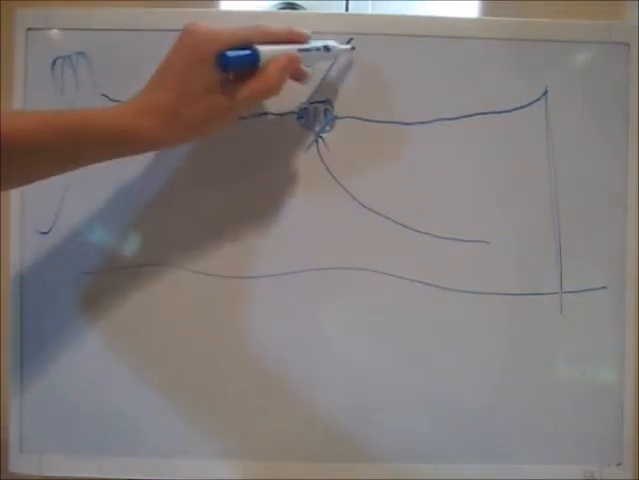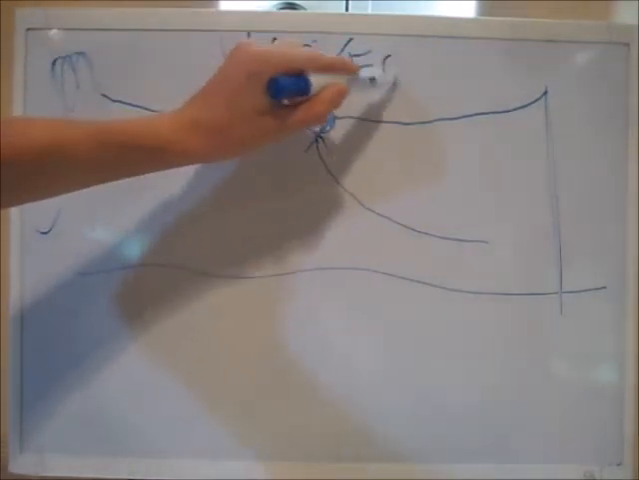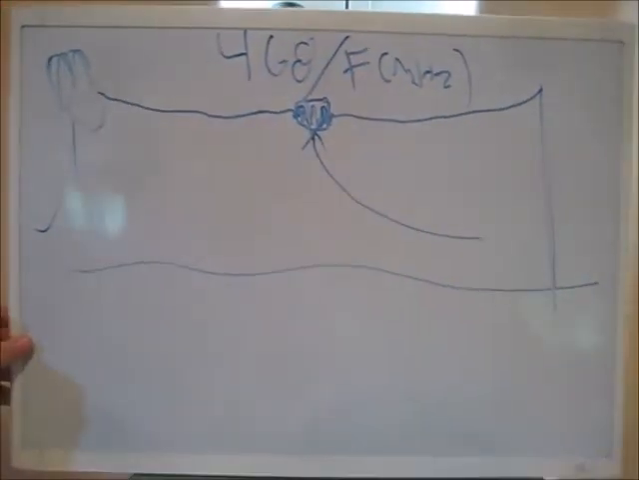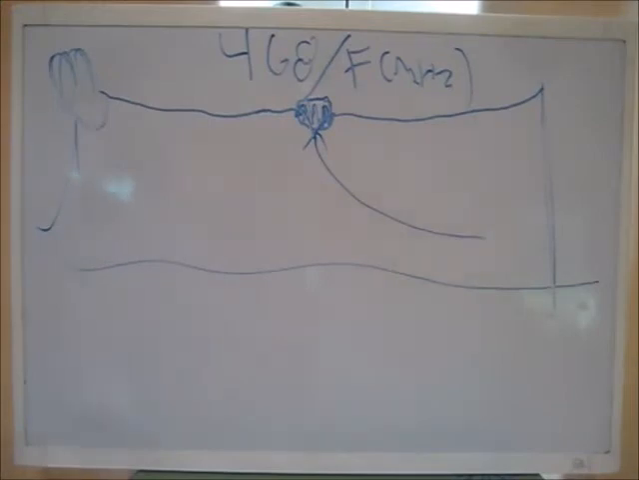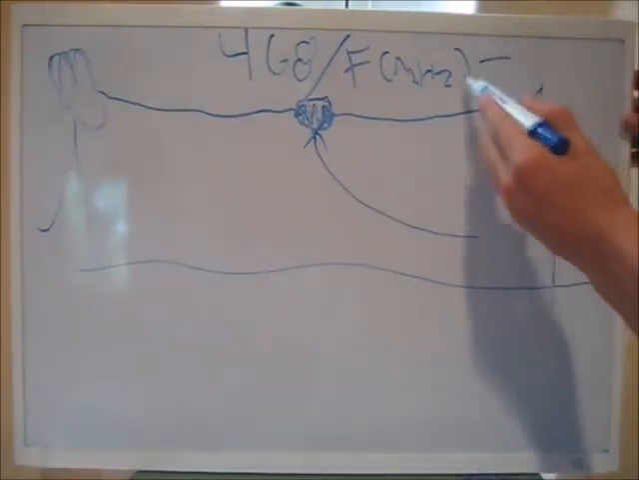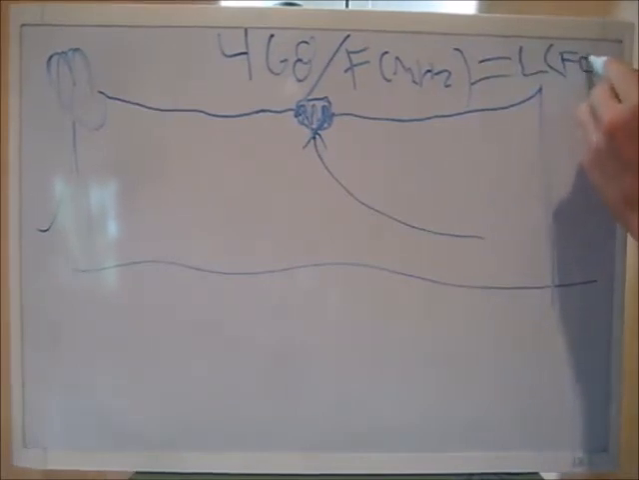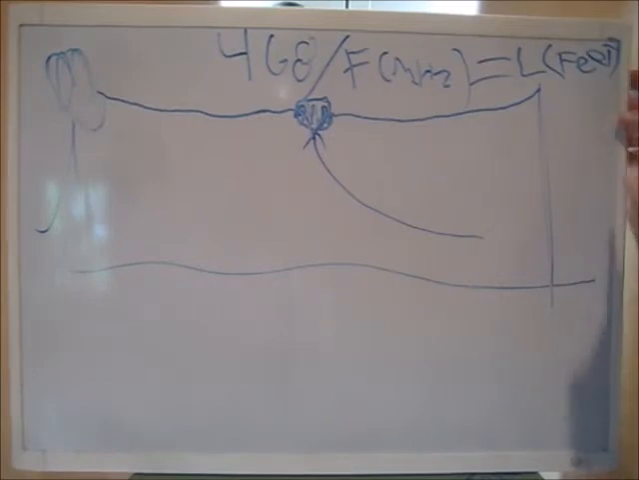The typical way to calculate a dipole is 468 divided by your frequency in megahertz. Sorry, I'm writing this off a little bit sideways. Anyway, 468 divided by frequency in megahertz equals length in feet. So that's my terrible drawing. I'm obviously not going to be a teacher. But yeah, 468 divided by your frequency in megahertz equals your length in feet.